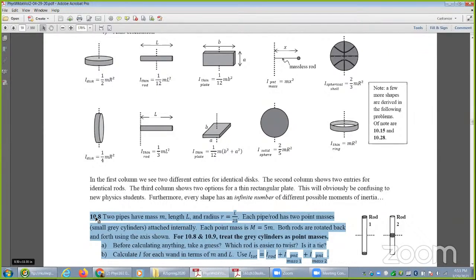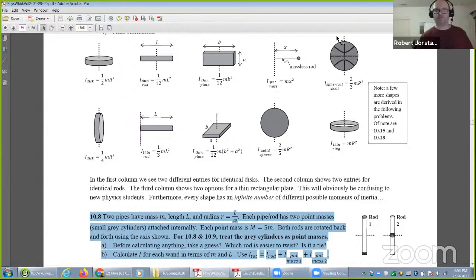I don't really understand, so this axis on 10.8 is going through the middle and horizontally, but you say it's going through rod 1's point masses? It's not going through rod 1's point masses. Okay, it's literally this.